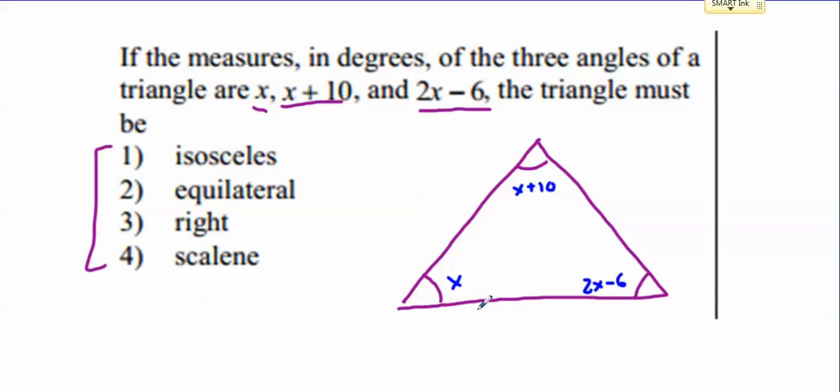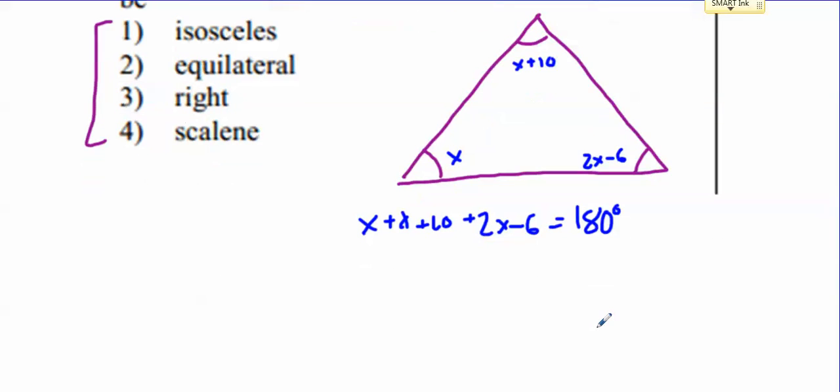From there, what we're going to do is just figure out what x is. That's a good place to start. So we're going to set up our equation as x plus x plus 10 plus 2x minus 6 is all equal to 180. Now, I'm about to leave you by yourselves on this one. I want you to figure this out, but what you're going to do is solve for x. You get some number. You'll figure it out by yourselves.